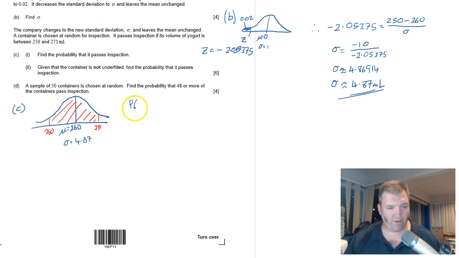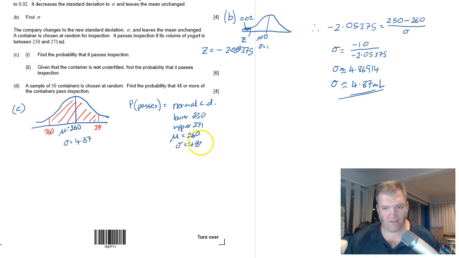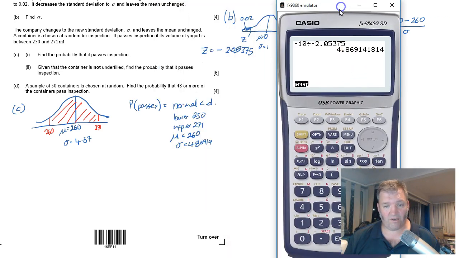Alright, probability passes is equal to, I am going to do normal CD, cumulative distribution, lower limit, 250, upper limit, 271. Mean, I always do it the other way to the calculator, but that's okay. You'll cope. Mean at 260, standard deviation at 4.87. I'm going to put in 4.86914 just for greater accuracy. Just keep them happy. That's their new move, is to get you to do that.